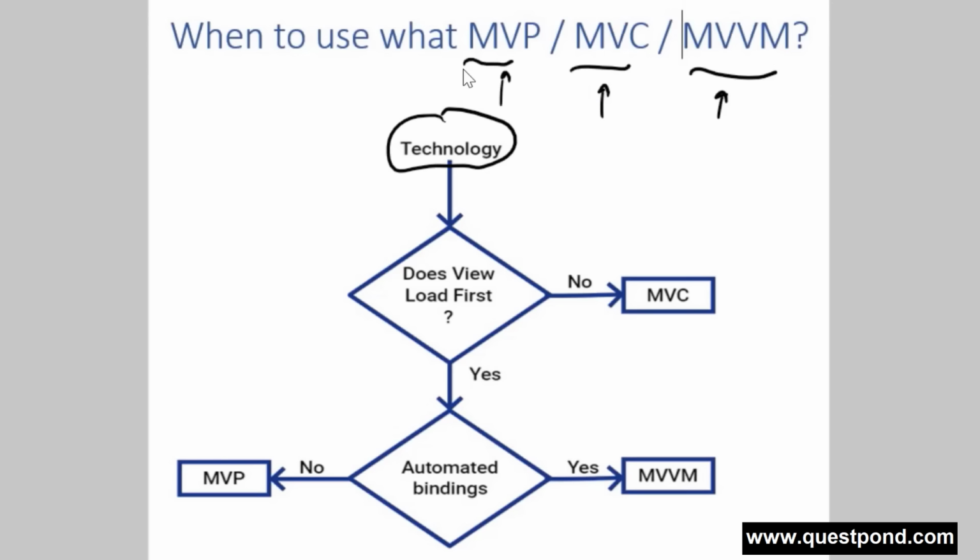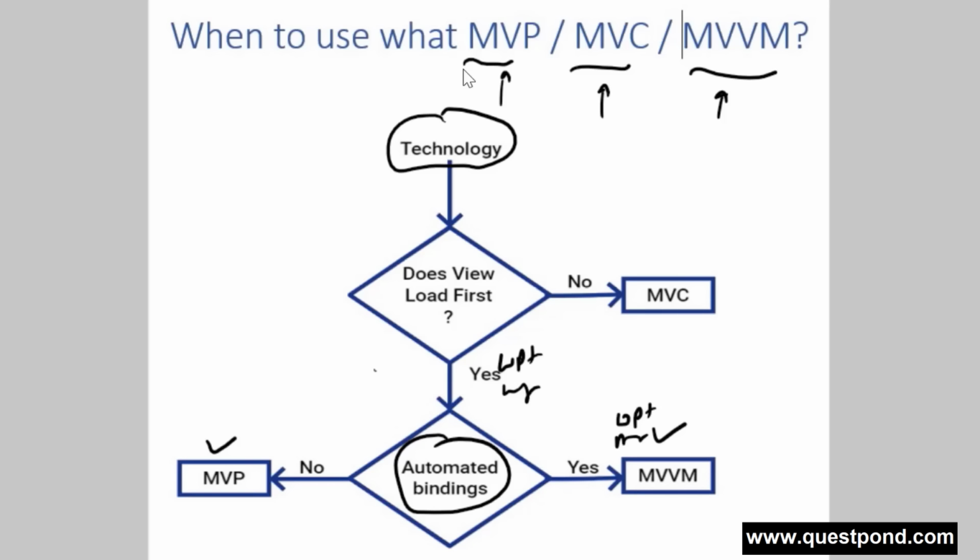For example, if the technology is supporting loading of the view first, like WPF or WinForm, these technologies actually load the view first. So if you're loading the view first, then you don't have too many options. You have to go with either MVP or MVVM. Now, if the technology supports automated binding, for example, WPF has automated bindings, Angular has automated bindings, then you mostly go with MVVM.